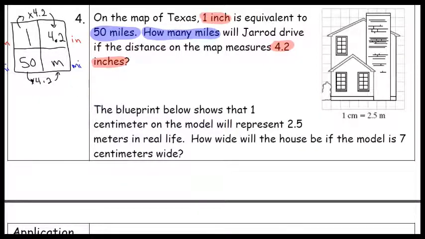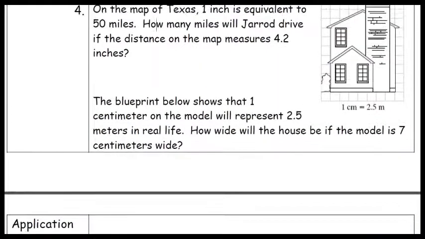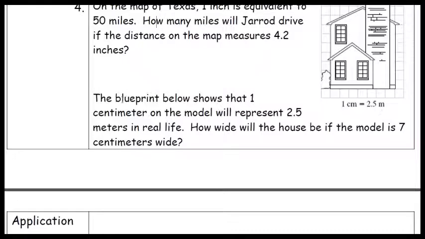Now let's talk about the blueprint. And let me see if I can leave that picture of the house right there. The blueprint beside it right here shows that 1 centimeter on the model will represent 2.5 meters in real life. How wide will the house be if the model is 7 centimeters wide?